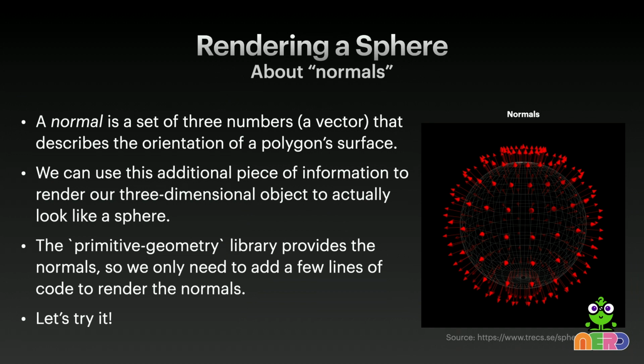Our sphere is composed of a list of faces. Each triangle is like a face. And the face is pointed in some direction. So we need some way to express that. Fortunately, our library, Primitive Geometry, already does provide it. So we get that for free just by using that library.